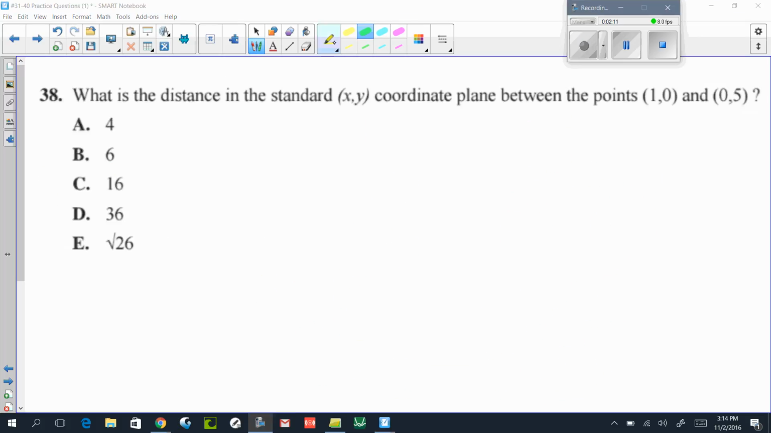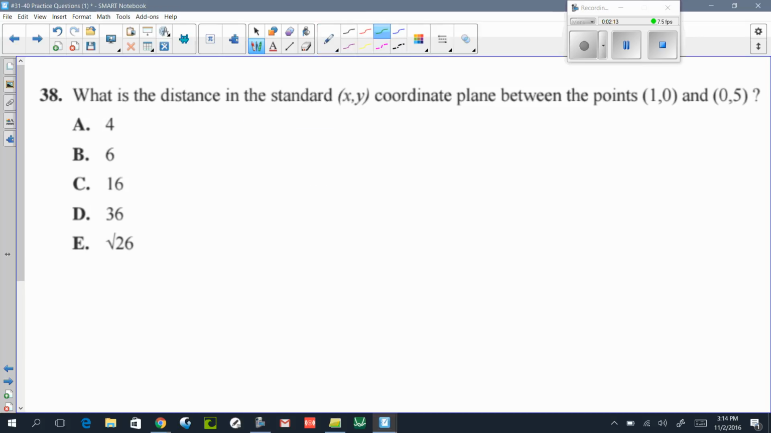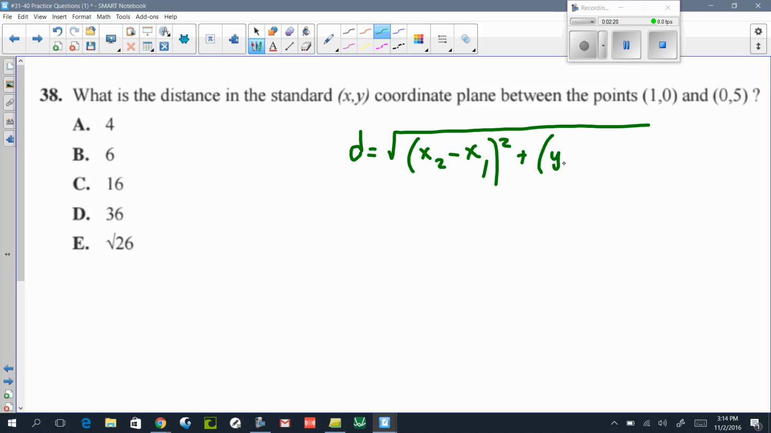All right, the next question I want to look at is number 38. This simply has to do with the distance formula. The distance formula in the coordinate plane says that the distance between 2 points is equal to the square root of x2 minus x1 squared plus the difference of subtracting your y values squared. Now, if you remember this formula, great. This is probably the one that you want to memorize. It's one of the recommended formulas to memorize before your test.